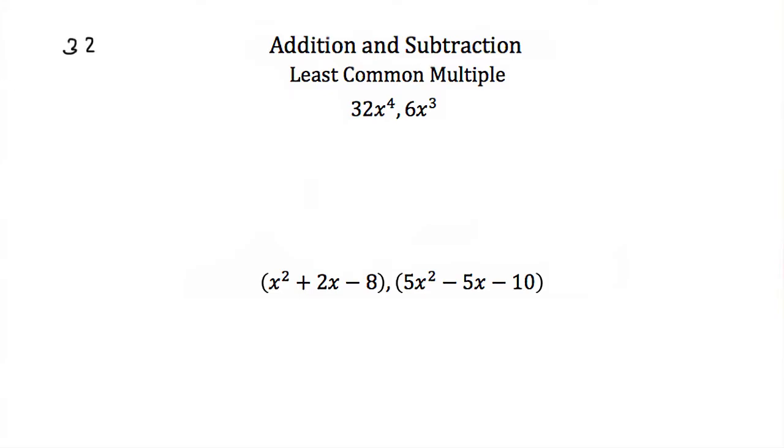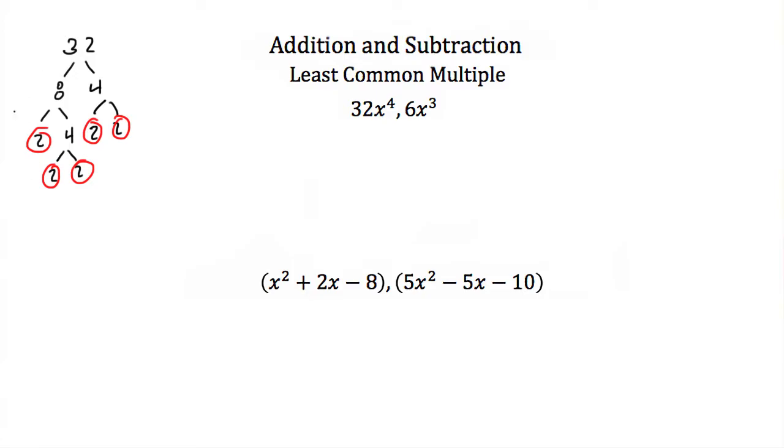32 I can factor out into 8 times 4. Now neither of these are prime factors. 8 I can factor out into 2 times 4. Now 2 is a prime factor, but 4 is not. So this 4 I can break down into 2 times 2. These are both prime factors. And then this other 4 I can break down into 2 times 2. And those are all prime factors.